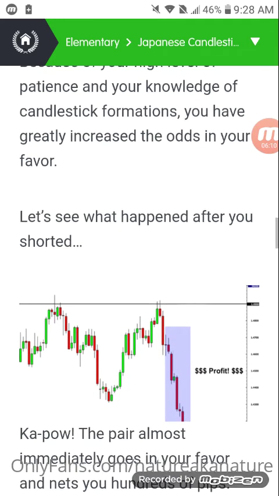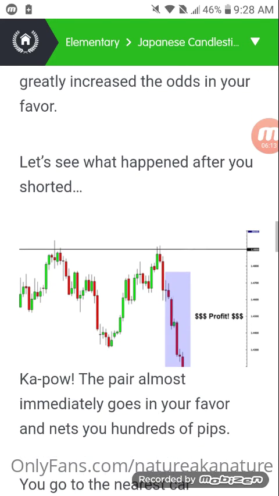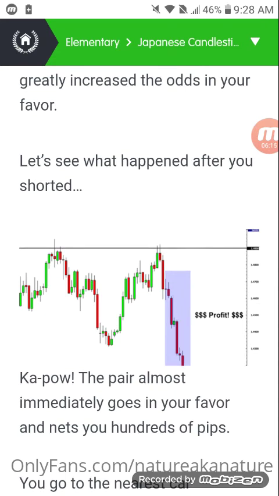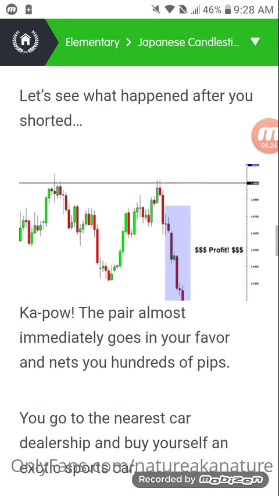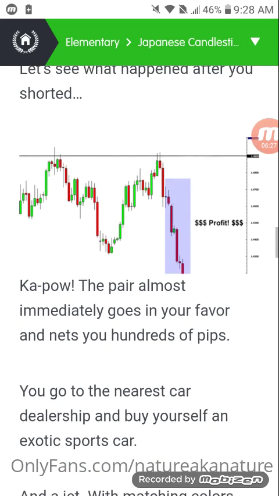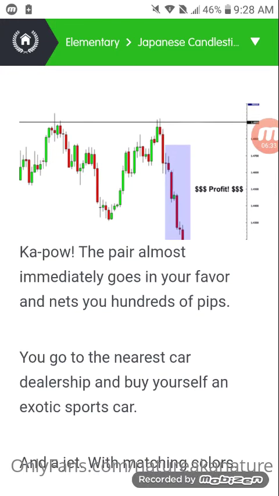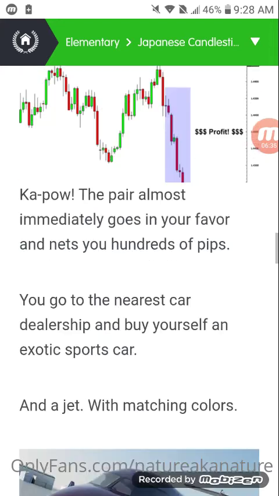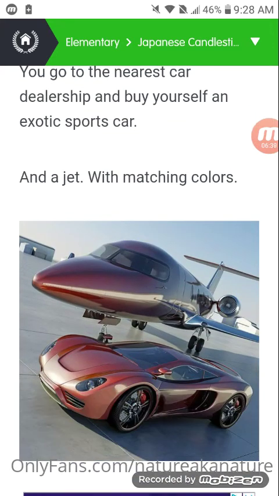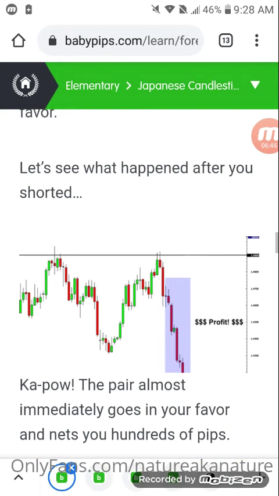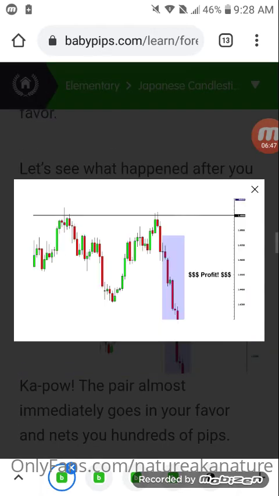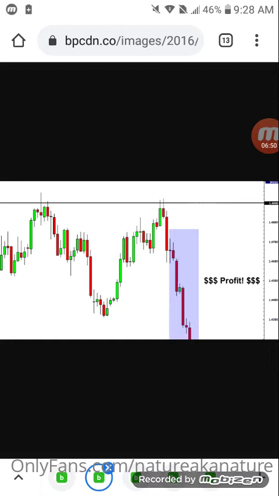If you had gotten in after it made that three inside down formation, a bearish triple candlestick formation, you would have made a lot of profit, almost 800 to 1,000 pips. Kaboom! The pair almost immediately goes in your favor, and you're in the net of hundreds of pips, even 300, 400 pips. So you go to the nearest car dealership and buy yourself an exotic car, a sports car, and a jet with matching colors, because you don't understand how to trade in this market. All right, so this is the whole point, gang, to help you guys trade.